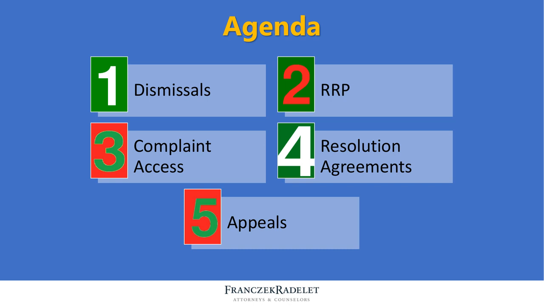So the issues we're addressing are changes to OCR's dismissal rules, changes to the rapid resolution process, a school's right of access to complaint information, the availability of resolution agreements and changes to that process, and then changes to the procedures governing appeals.